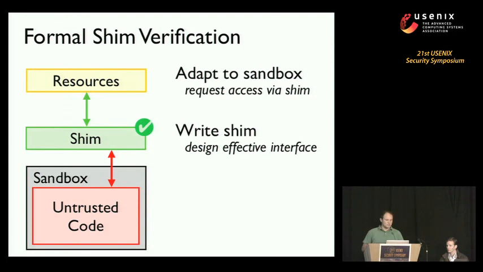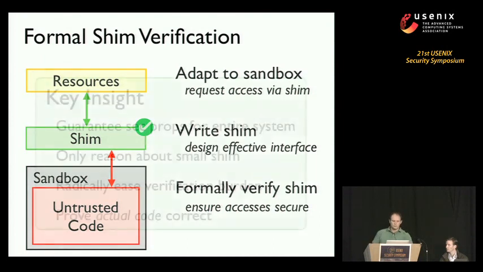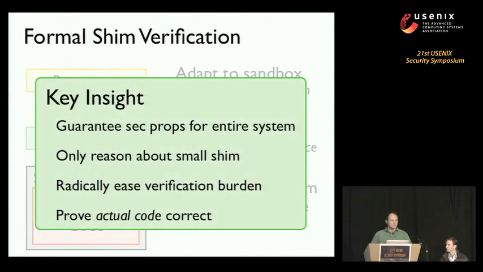Once we've designed and implemented the Shim, we then apply the techniques from fully formal verification, but just to the Shim. And this is really one of the key insights. We're able to provide strong security guarantees for the entire system, but avoid reasoning about the complex untrusted code, and instead just prove a small, simple Shim correct. And again, the thing to emphasize here is that what you run is what you prove. This is not a model. You're actually reasoning about the actual code.